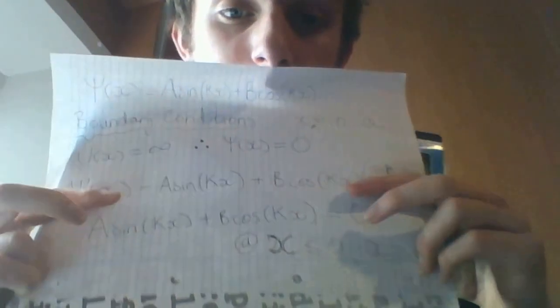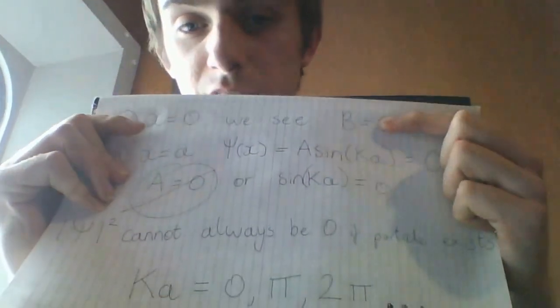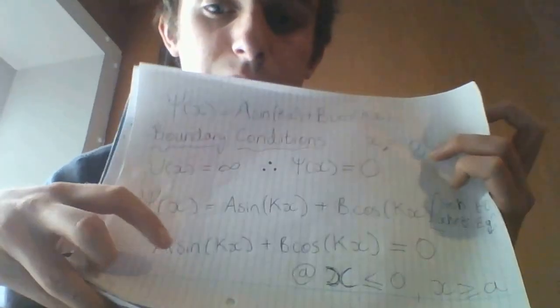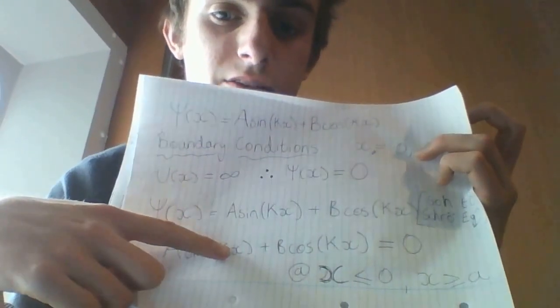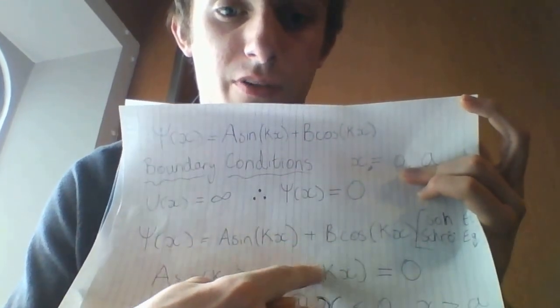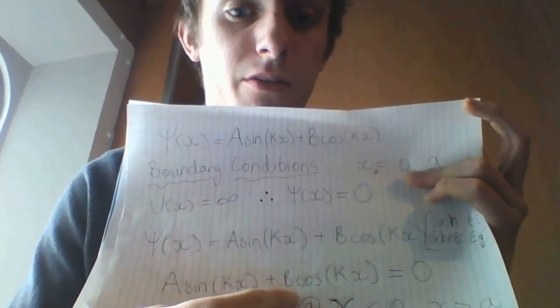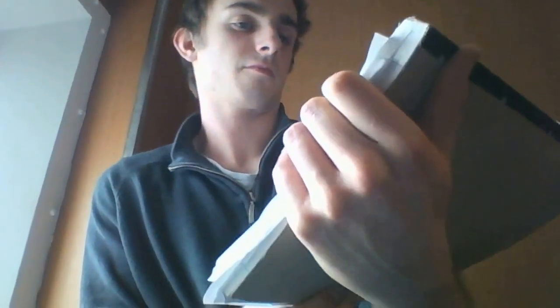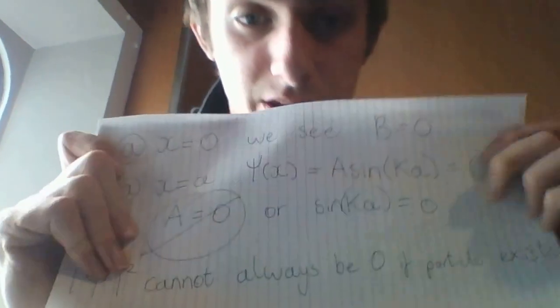this is what we can say, this expression here. So if we put x equal to 0, look at that case first, we see that B goes to 0, because if x is equal to 0, this part goes away because sine of 0 is 0, and B must be 0 because cos of 0 is 1. So yeah, we see that B is 0, but what about A?